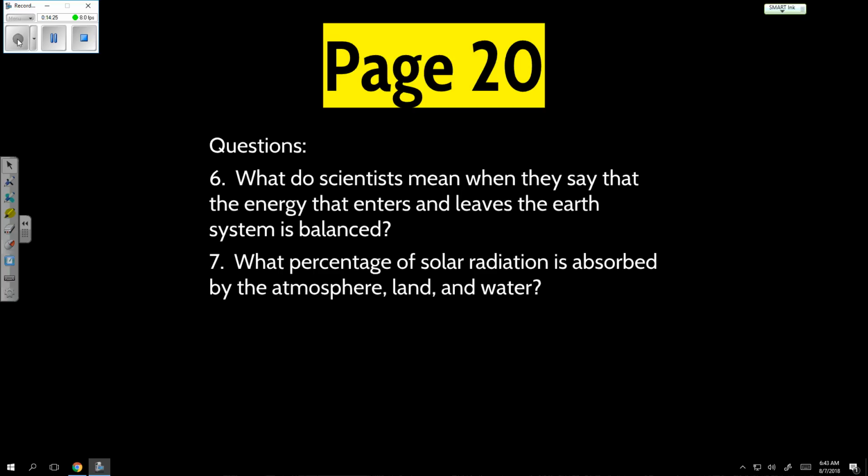On the diagram, highlight 19% absorbed by the atmosphere on the left-hand side of the diagram. On the bottom center of the diagram, highlight 51% absorbed by water and land. Add 19% plus 51% to reach a total for question number 7 of 70%. Your answer for question number 7 is 70%.